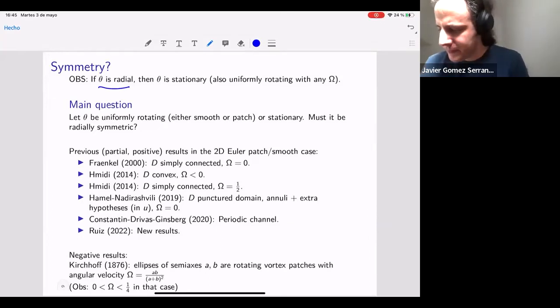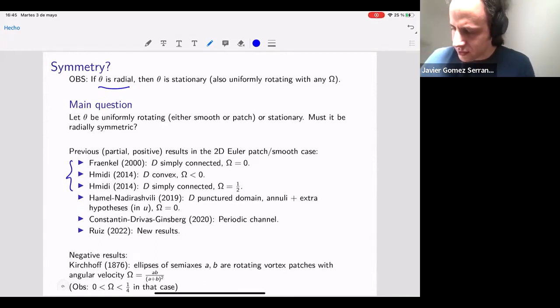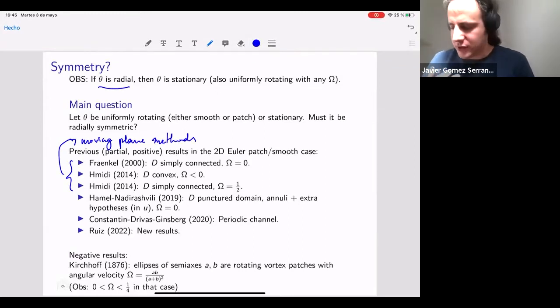Okay, so Frenkel, in the stationary case, assuming that the patch was simply connected, and again using moving plane methods. In fact, all three of these use moving plane methods. They prove that indeed that's the case. So there is rigidity. Any solution which is stationary and is simply connected as a vortex patch can only be a disk. Okay, Hmidi extended these results by assuming a little bit more on the shape of the patch, which here I summarize by writing D convex. It's not quite that, it's a little less restrictive, but the assumption is quite long technically.